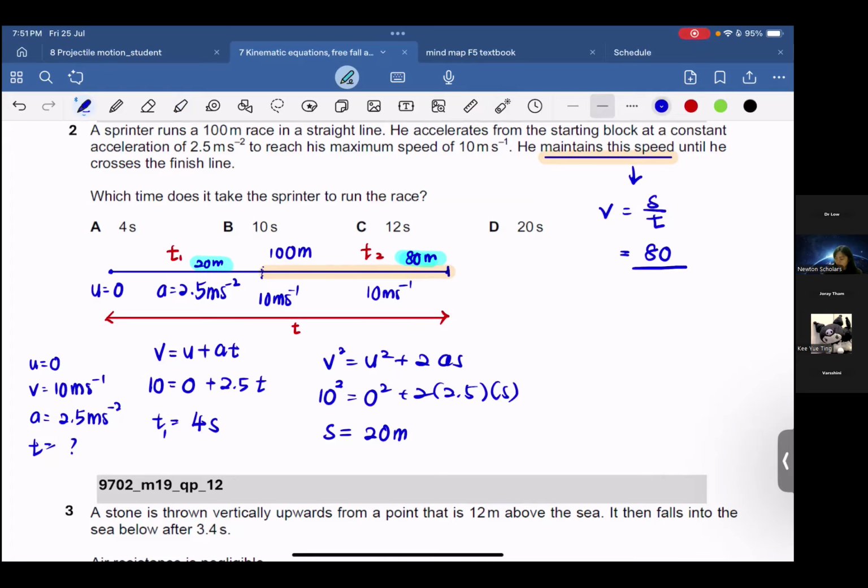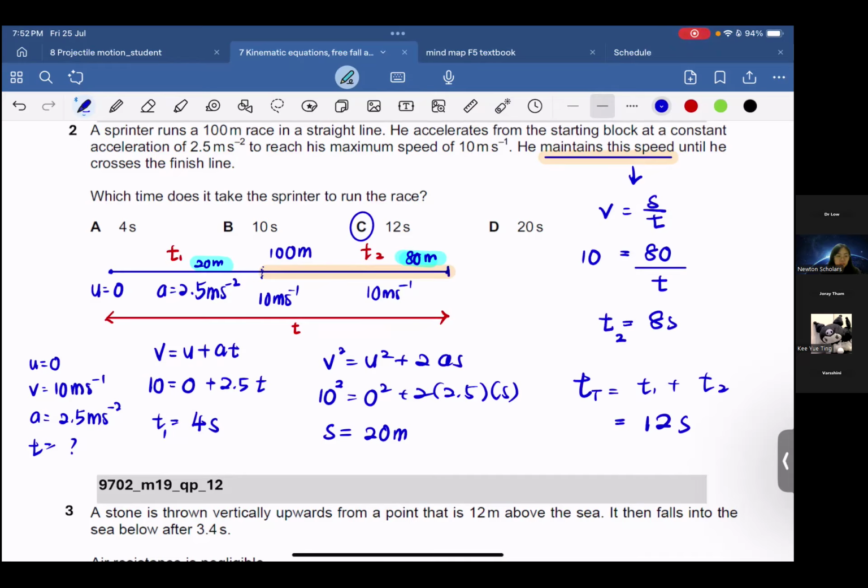So 80 divided by the time. Oh, we don't know the time. But I know that they maintain the velocity at 10. So here, T2, the second section, is x seconds. So total time is T1 plus T2. Yes, thank you, Vashini. Yes, correct. 12 seconds. Answer is C. Okay, this question is trying to train you. Are you able to visualize it and draw the diagram so that you can solve one by one?